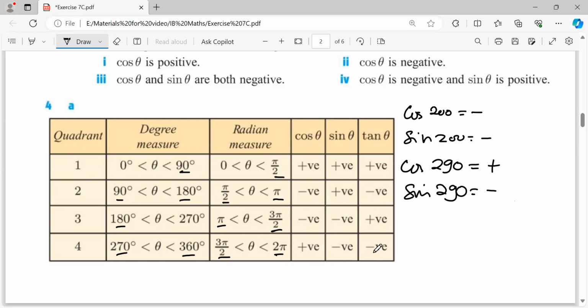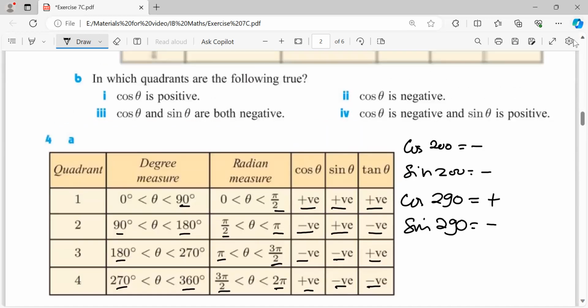So tangent values are always based on the division of sine over cosine. Sine over cosine equals tangent. Negative over positive equals negative. Negative over negative equals positive. Positive over negative equals negative. Positive over positive equals positive.